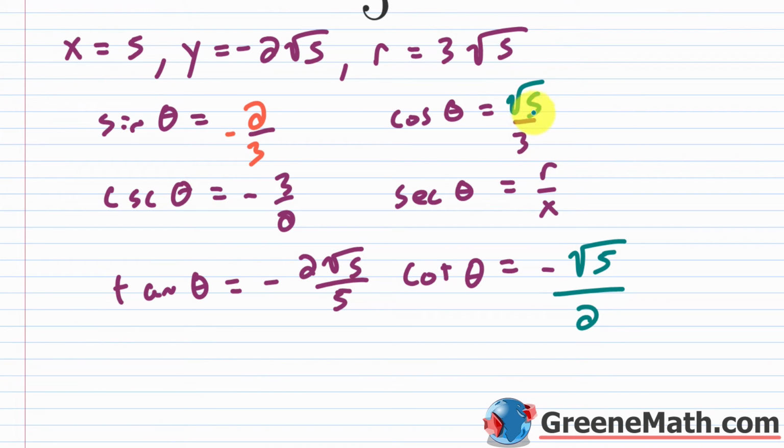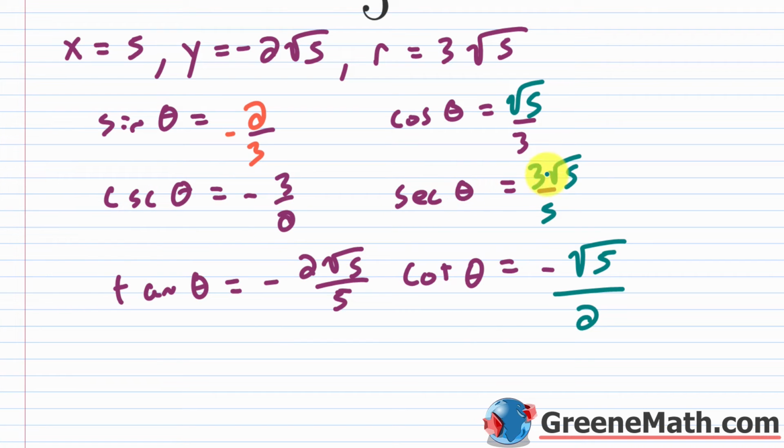Now for this one, you could flip this. But what I did was I rationalized the denominator first before I flip this. So it makes it a little bit harder. So what I'm going to do is actually just plug in. So for the r value, again, that's 3 times square root of 5. And then for the x value, it's 5. Okay. So for the sine of theta, we have negative 2/3. For the cosine of theta, we have square root of 5 over 3. For the cosecant of theta, we have negative 3/2.